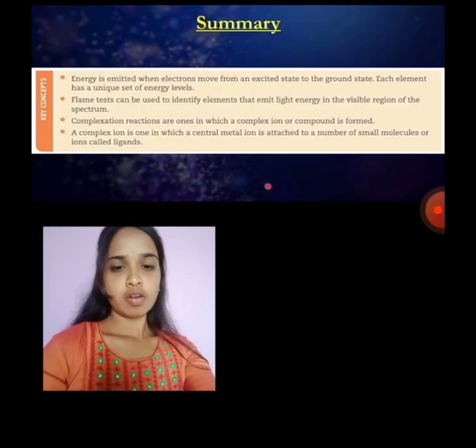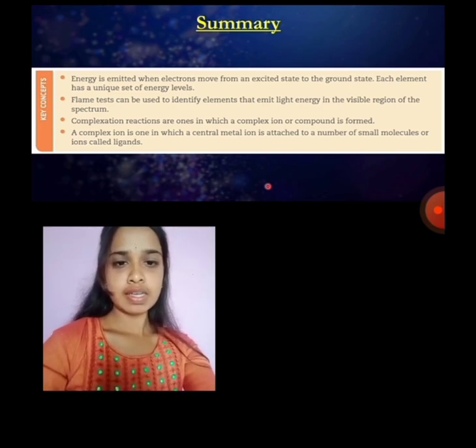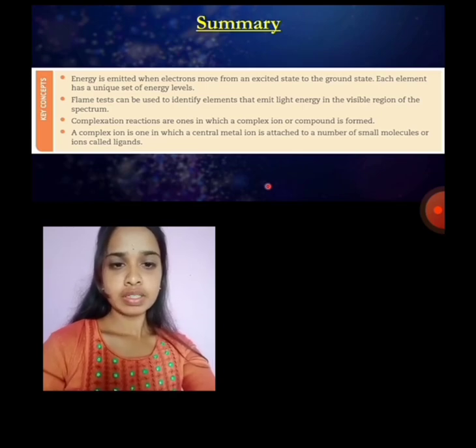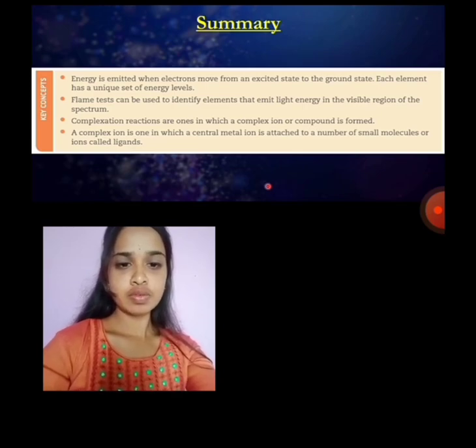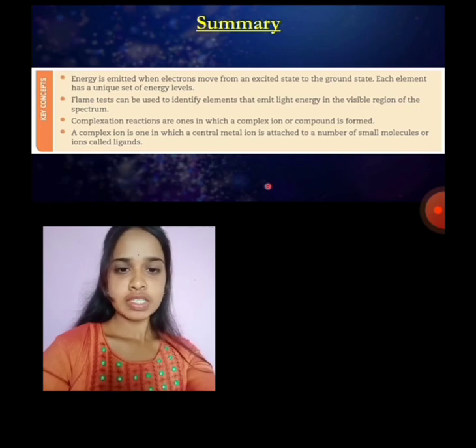Summarizing the complexation reaction: energy is emitted when electrons move from an excited state to the ground state. Each element has a unique set of energy levels. The flame test can be used to identify elements that emit light energy in the visible region of the spectrum.